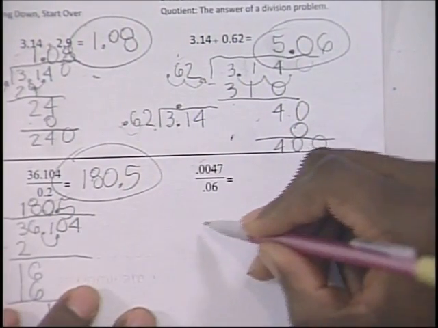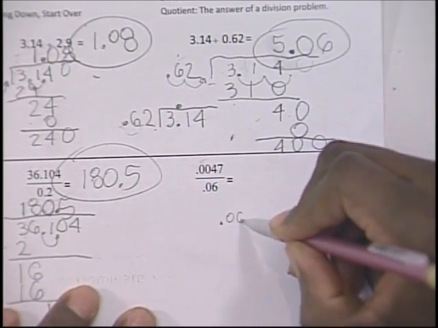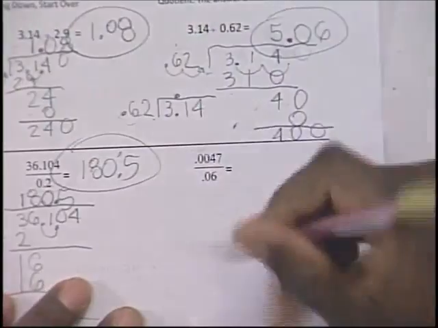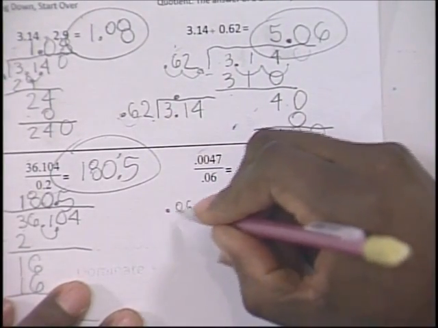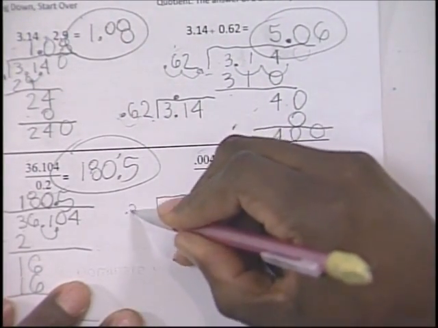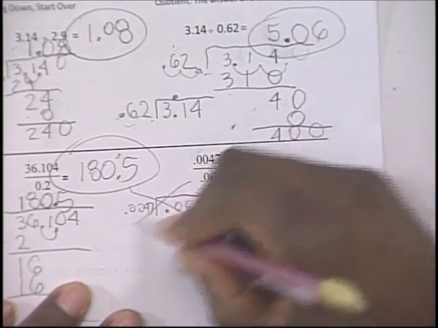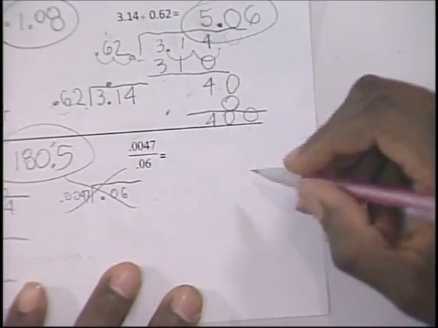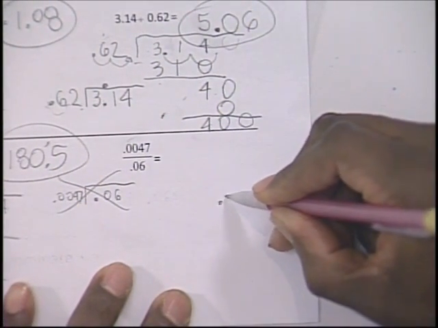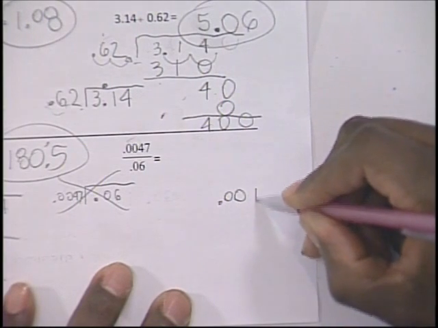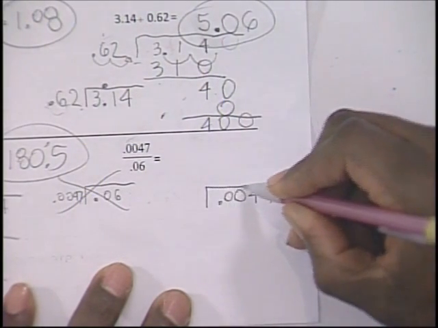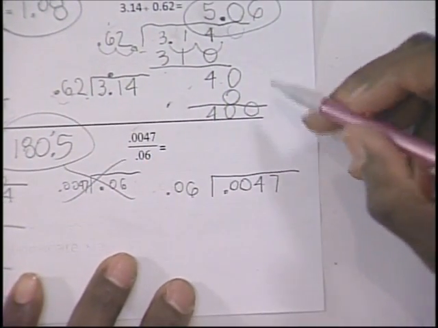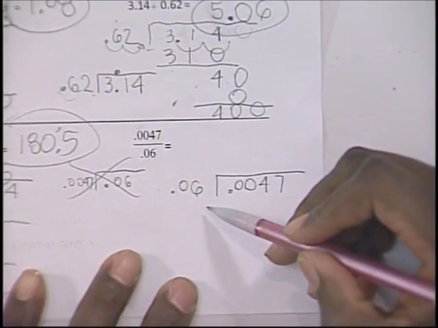A common mistake here is someone would say 0.06, and then they divide 0.0047. That is wrong. The first number is your divisor. So let's do it properly over here. We have 0.0047, and that is being divided by 0.06.